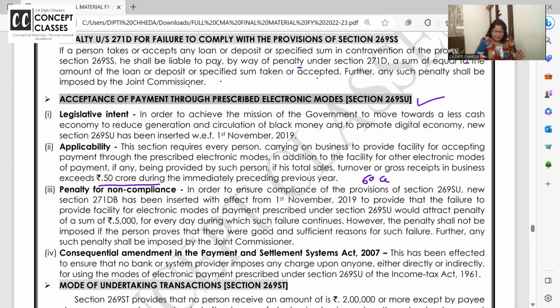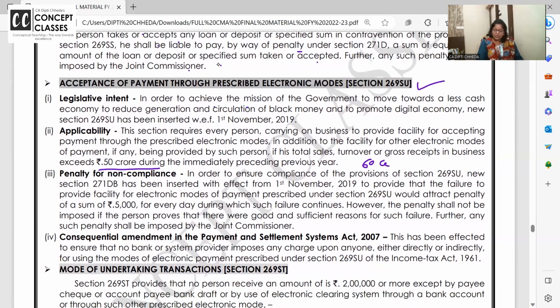That's this simple section. If not, wonderful. 5,000 rupees penalty per day. Let us check. In order to achieve the mission of government to move towards a cashless economy and to promote it, Section 269SU was started.